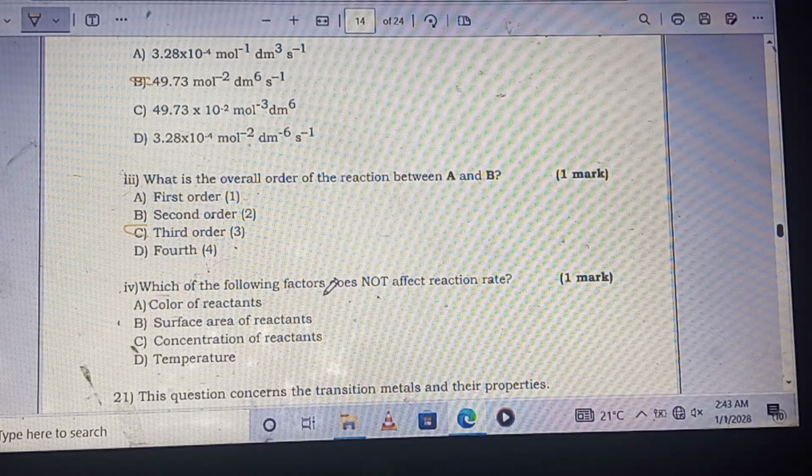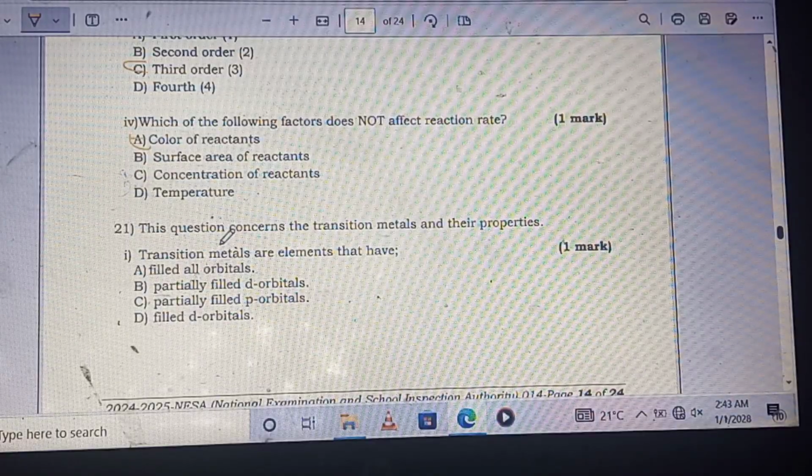IV. Which of the following factors does not affect the reaction rate? The correct answer is letter A. Color of reactant does not affect the reaction rate. Question 21. This question concerns the transition metals and their properties. I. Transition metals are elements that have... The correct answer is letter B, partially filled d orbital.